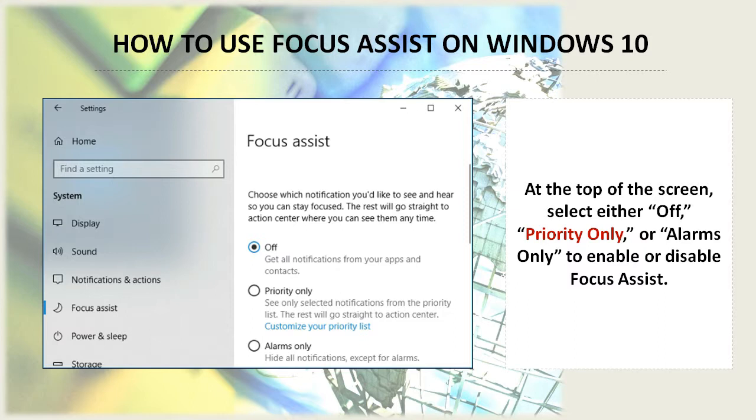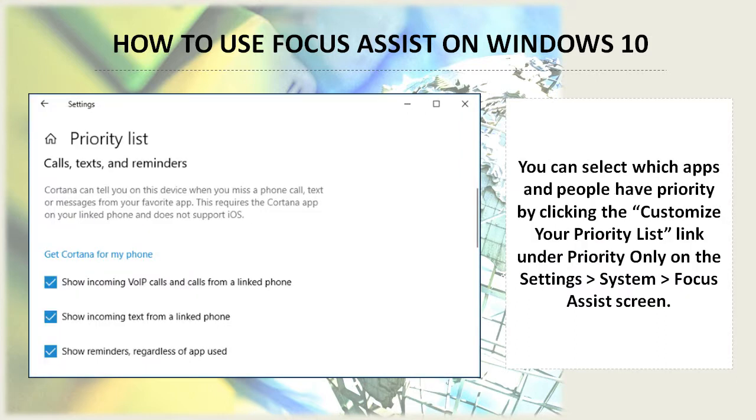Now let's come to how to configure your priority list. You can select which apps and people have priority by clicking the Customize Your Priority List link under Priority Only on the Settings, System, and then Focus Assist screen.